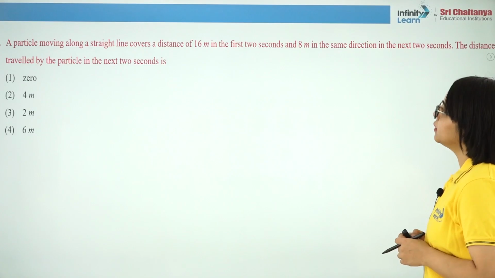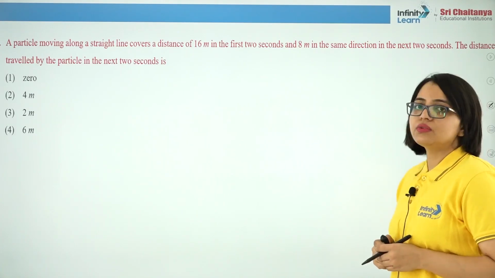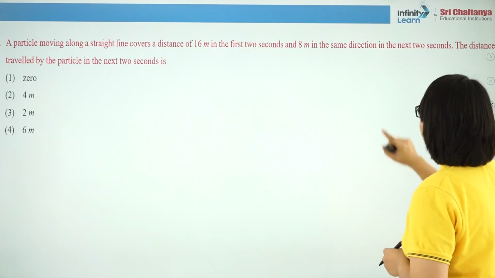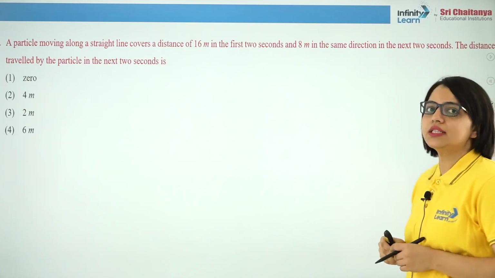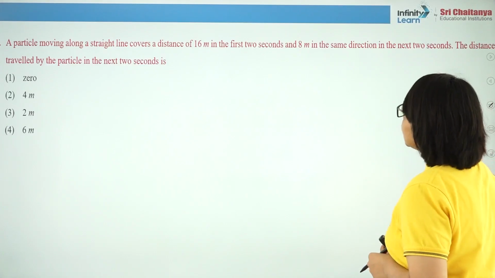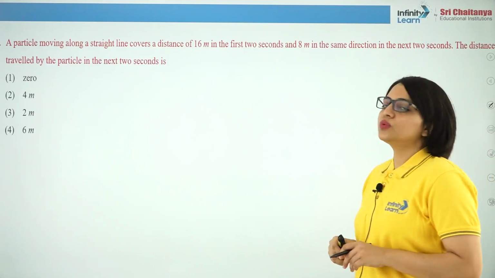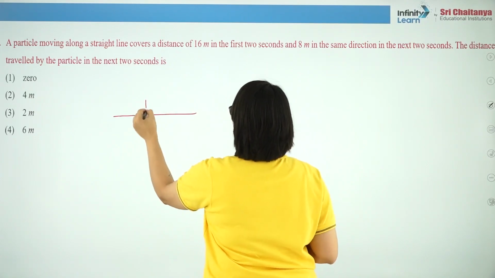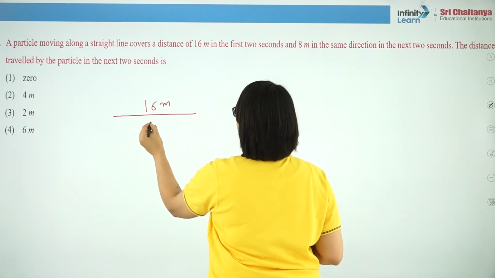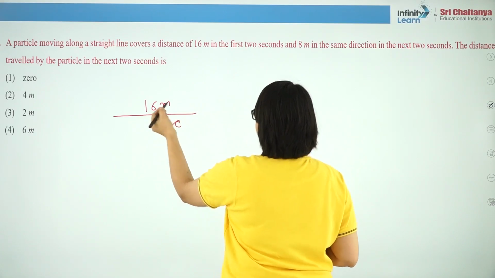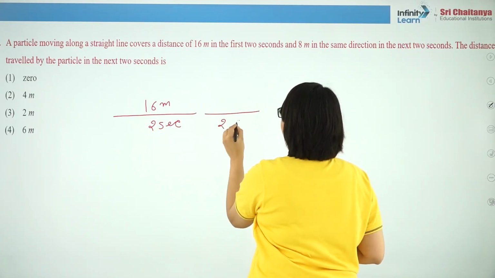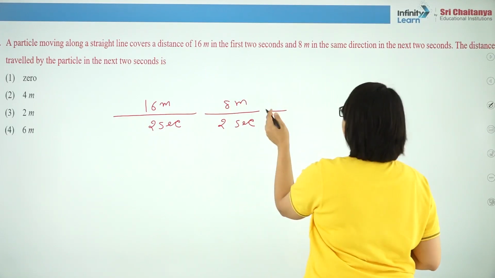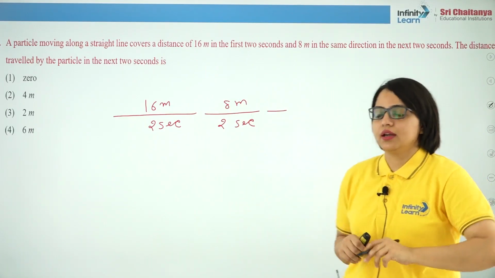Next is 141. A particle moving along a straight line covers a distance of 16 meter in the first 2 seconds and 8 meter in the same direction in the next 2 seconds. The distance travelled by the particle in the next 2 seconds will be. So, it is given that particle is starting its journey and in the initial 2 seconds it is covering 16 meter. In the next 2 seconds it is covering 8 meter. We need to find the distance covered by the particle in next 2 seconds.